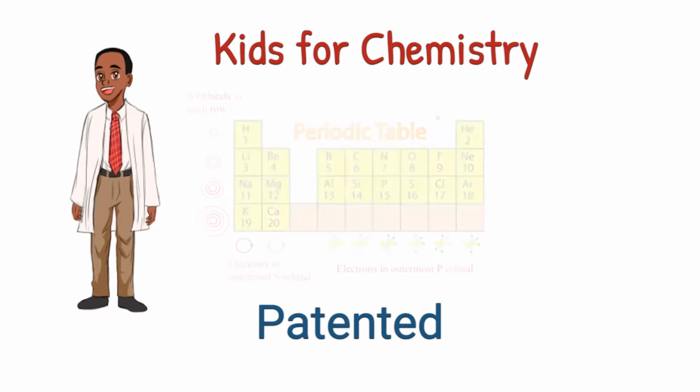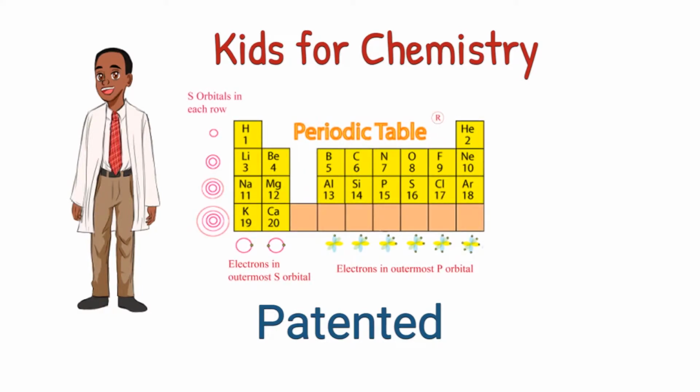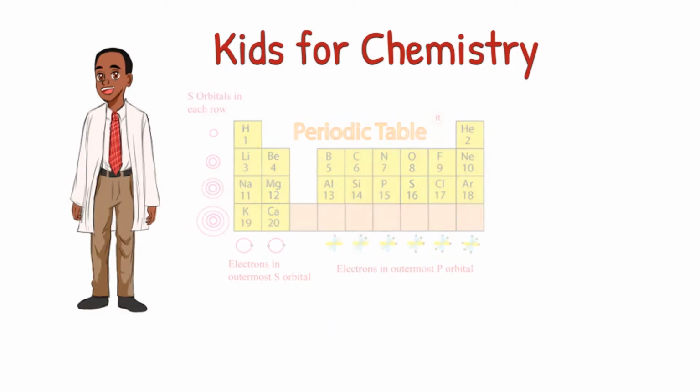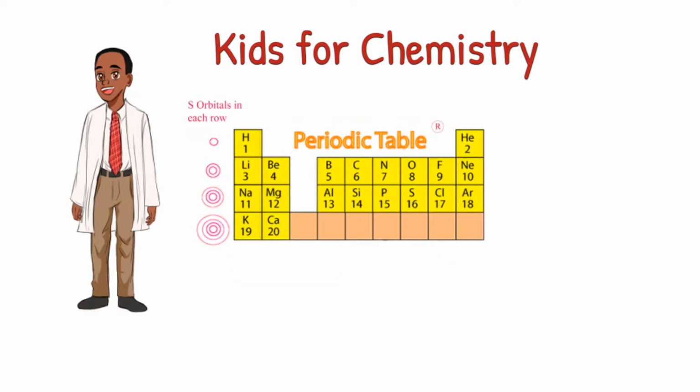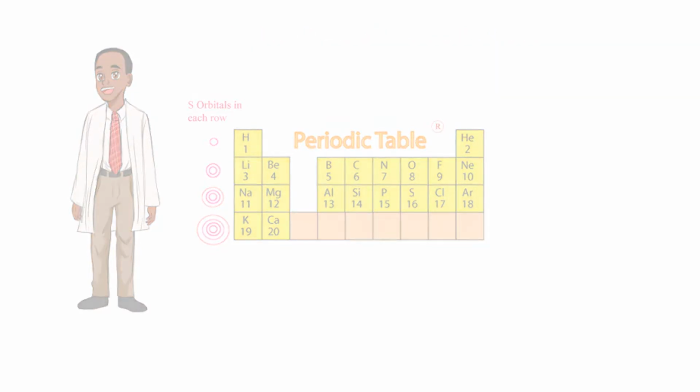chemistry. Another outstanding feature of the Kids for Chemistry program is the patented drawing of the periodic table with the sidebar and bottom bar. This is an original drawing developed by Kids for Chemistry and never before used. The sidebar shows how many s orbitals there are for each row and makes it easy for young children to identify an atom and determine which row it belongs in.